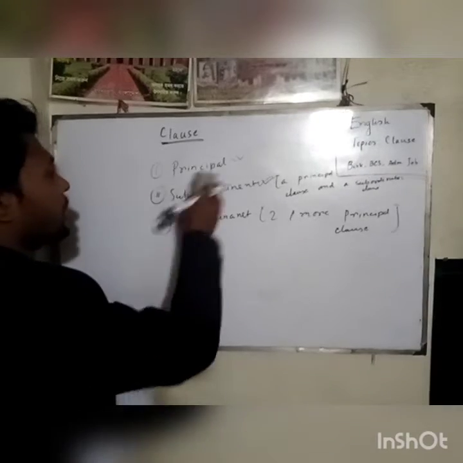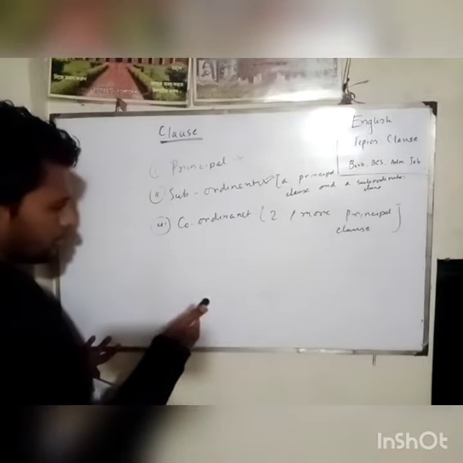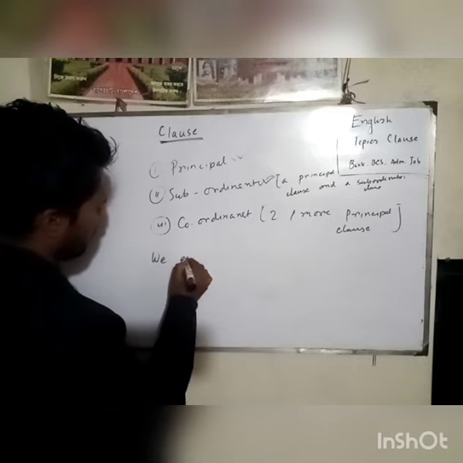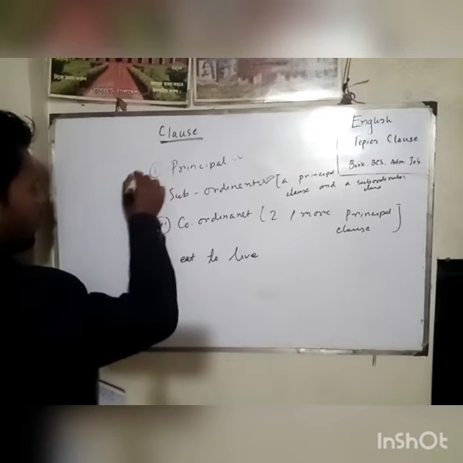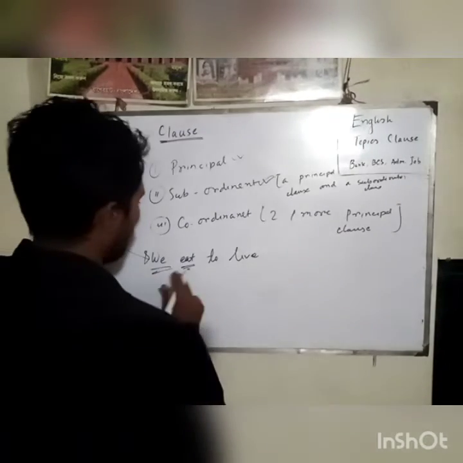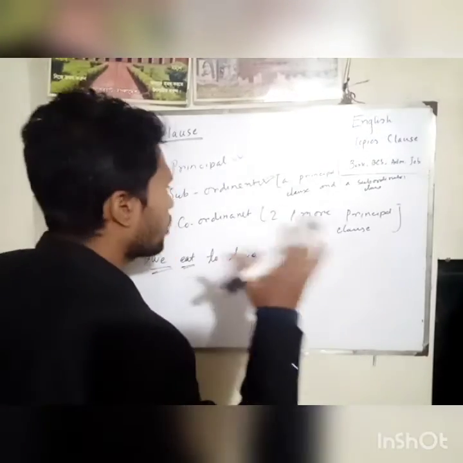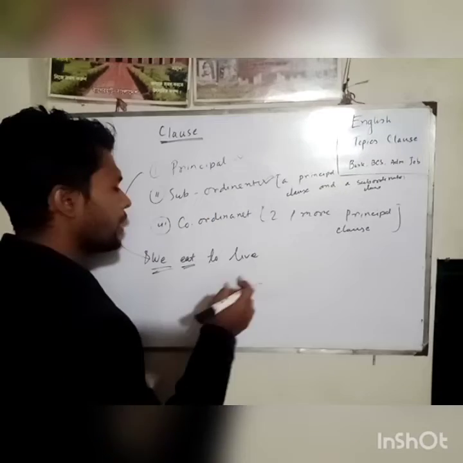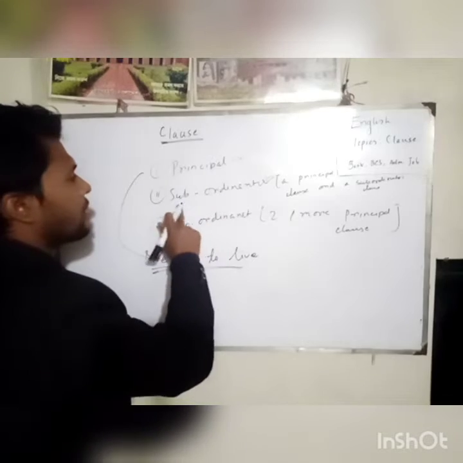Now we will discuss the principal clause. Here who is a subject, it is a verb: we eat to live. We eat to live. It does not need the help of another clause to describe the full meaning. When a clause describes the full meaning by itself, it's called a principal clause.